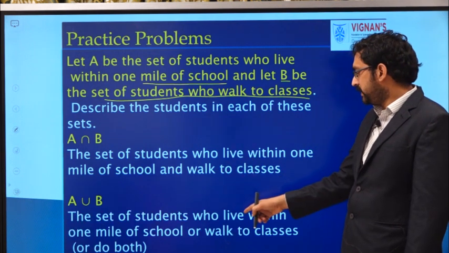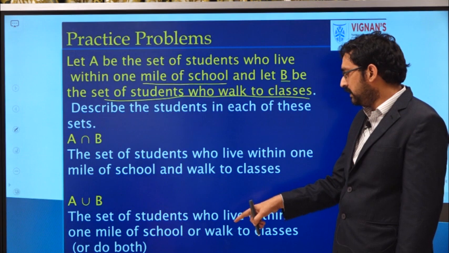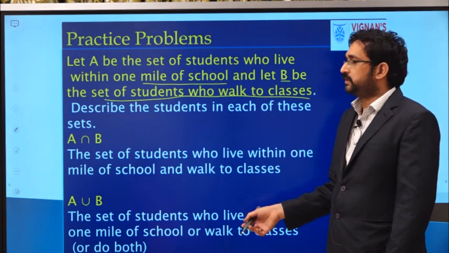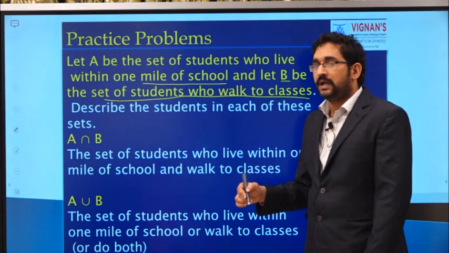The set of all students who live within 1 mile of school or walk to the classes, or they will do both. In this way we can represent the union.